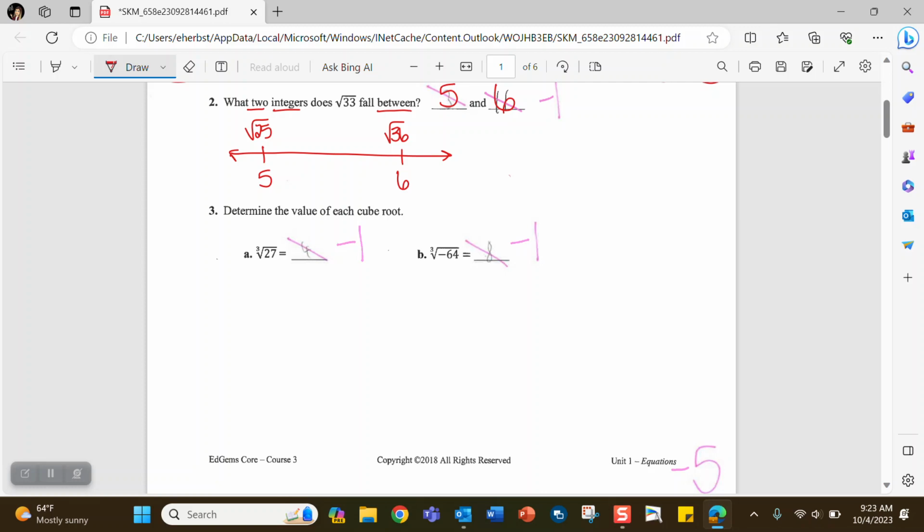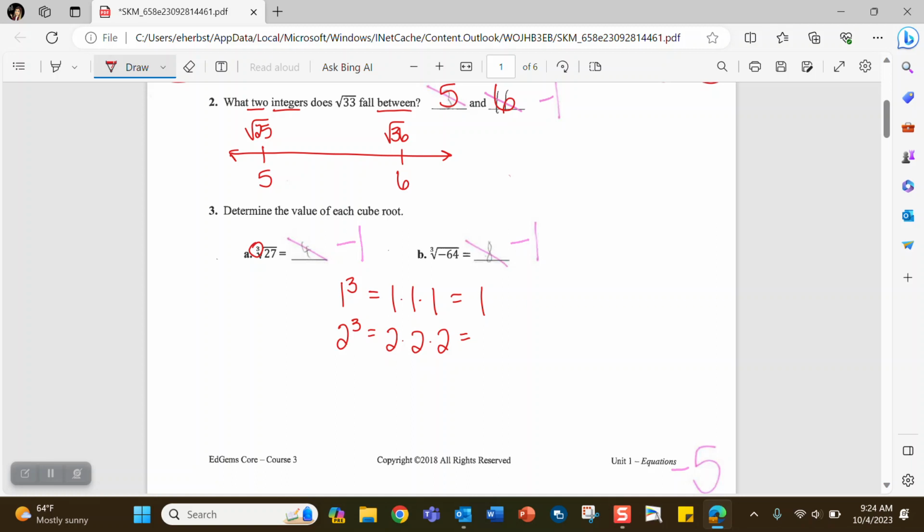For letter 3, we're just trying to determine the value of each cube root. So what number times itself 3 times gets us 27? I'm going to work through both of these together. If I start with 1 cubed, again, we didn't have a calculator and we didn't have notes. We're not going to pick numbers that are huge because the computation on your end would be too difficult, so we were trying to pick smaller ones that maybe we would know or we could get to pretty quickly.